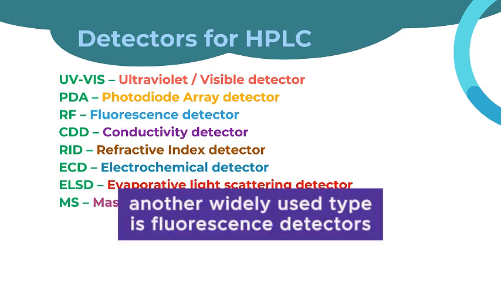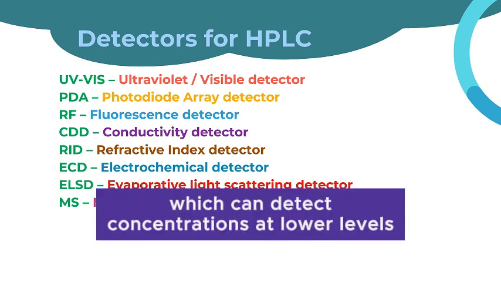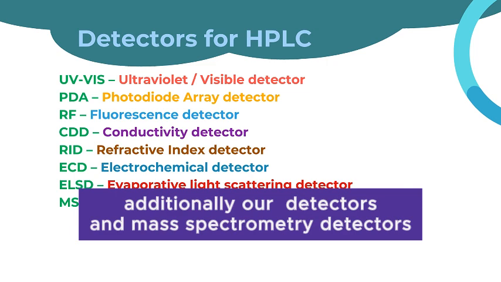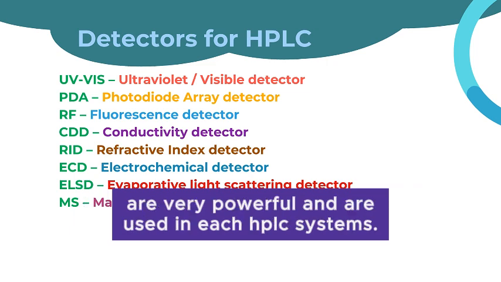Another widely used type is fluorescence detectors, which can detect concentrations at lower levels. Additionally, RI detectors and mass spectrometry detectors are very powerful and are used in HPLC systems.